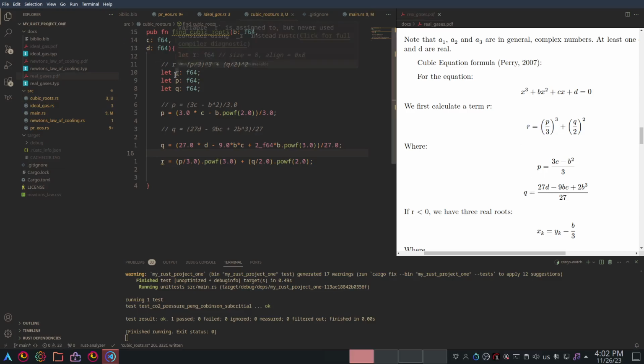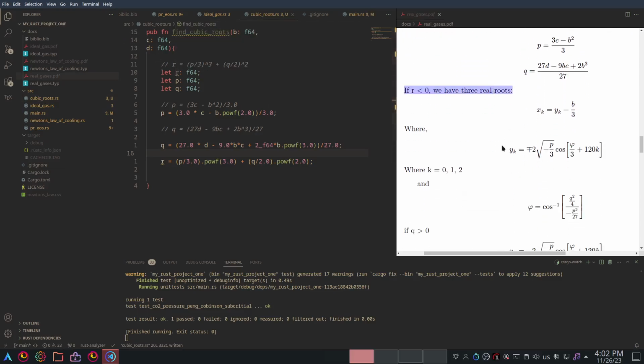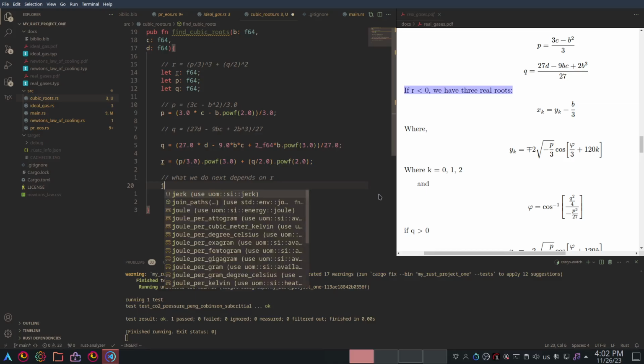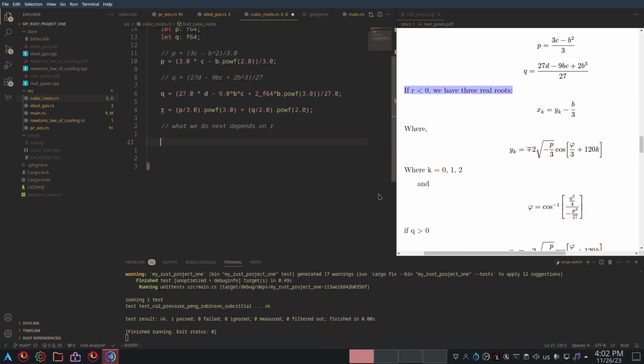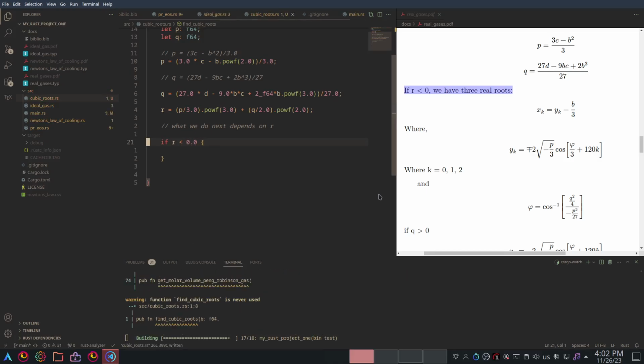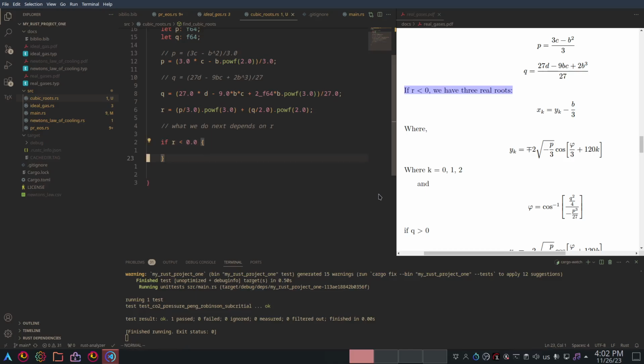So once we have R, we start having multiple cases. What we do next depends on R. If R is less than 0, we have 3 real roots. So let's do an if statement. I don't know whether I introduced if statements before, but this is how you do them. If R less than 0.0, then you open and close a curly brace, and that's how you do your if statement in Rust.